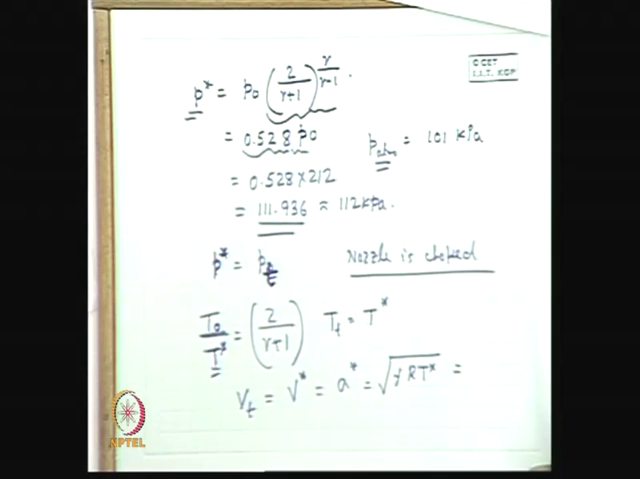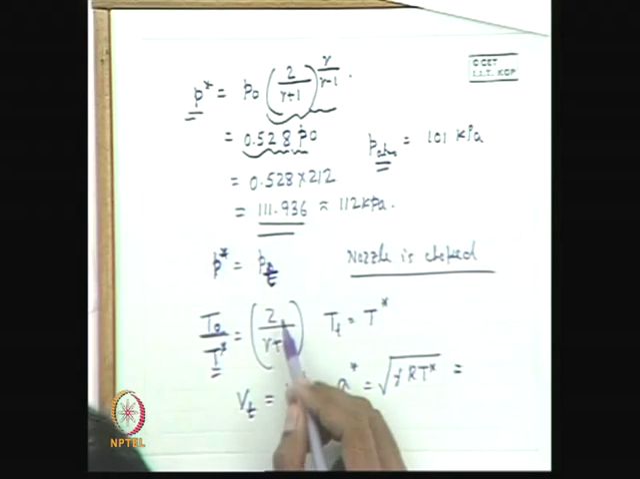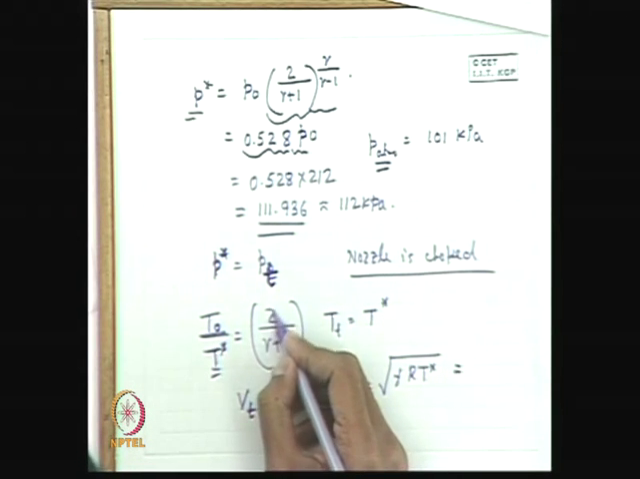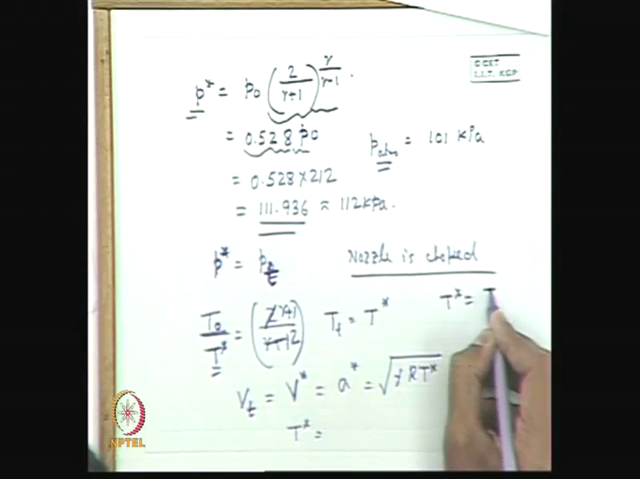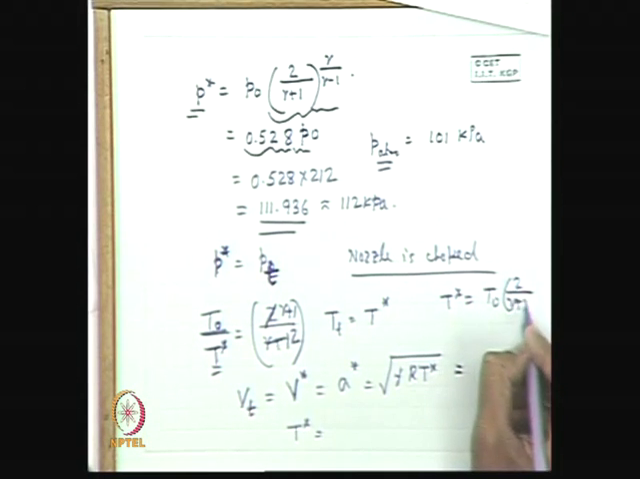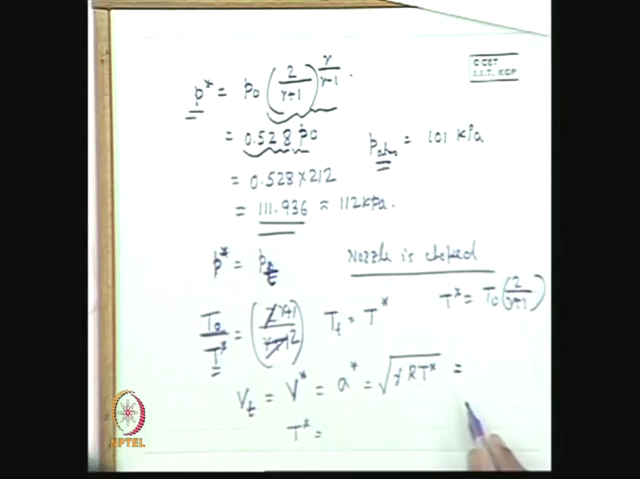So, this problem refers to the pressure at the throat, but you can calculate from it the value of the velocity at the throat. It will be simply square root of gamma R T star. What is the value of T star? When you make T star, it will be T 0 into 2 by gamma plus 1. Oh, sorry, it is the other way, gamma plus 1 by 2. Have you calculated this? Okay, if you calculate, then you will get the value.